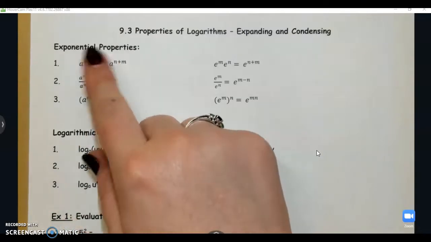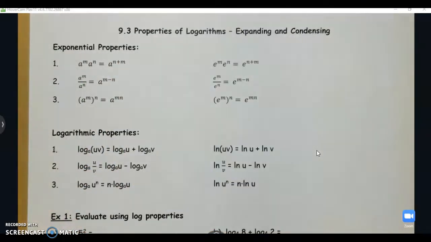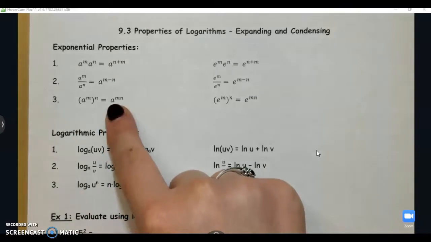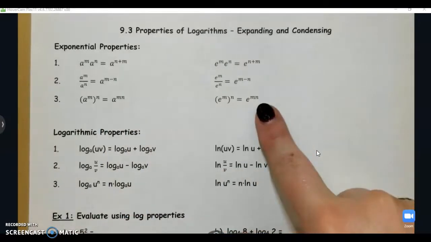multiply their exponents. These are the properties that we are going to be using for logarithms, because remember, at the end of the day, what a logarithm is telling us is what exponent I'm raising my base to get the value I'm evaluating the log for. And so these are true for our regular constants, base a, and for when we have base e.